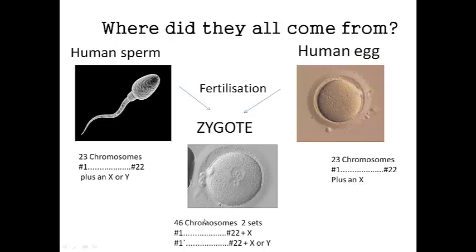So to be a human requires 46 chromosomes, 2 sets, numbers 1 to 22 and an X, and numbers 1 to 22 and an X or a Y, depending on if you're a boy or a girl.